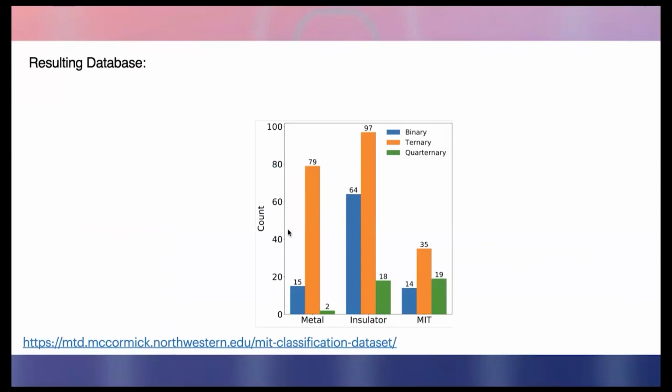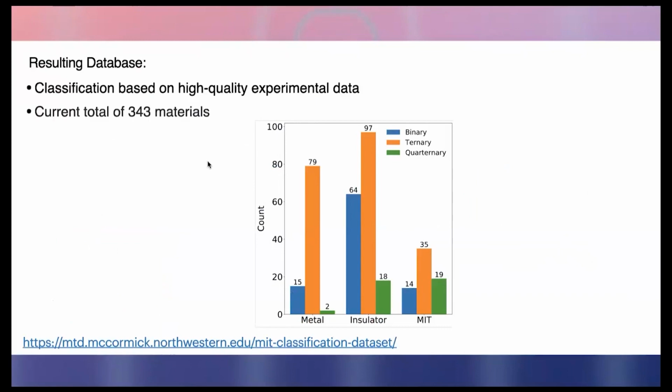Okay, so as a result, we have a database of binary, ternary, quaternary materials. Binary is like nickel oxide, like 2 atoms. Ternary is 3, quaternary 4. And these are classified based on high quality experimental data. So again, I read the papers. We have a total of 343 materials, and the basic point is 68 are MITs, and the rest are related to them in some way, stoichiometrically or crystallographically, and so on.